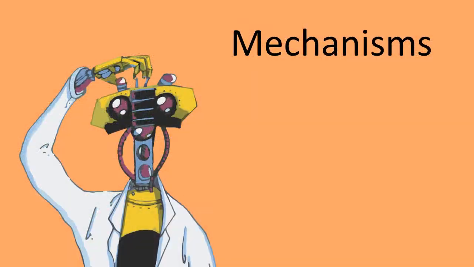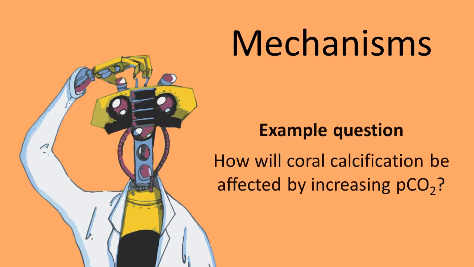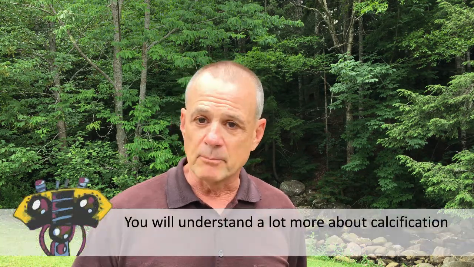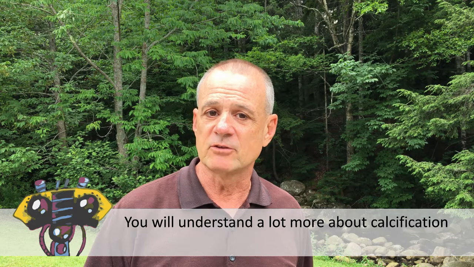So one approach, if you're really interested in a defined question, is to do a mechanistic experiment, such as, how's the calcification of your coral going to be affected by PCO2? In which case, you would set up an experiment to look at the mechanism of calcification under ocean acidification. You might measure calcification rate, you might measure expression of the genes that are involved in calcification, and you would understand a lot more about how calcification is affected by acidity.